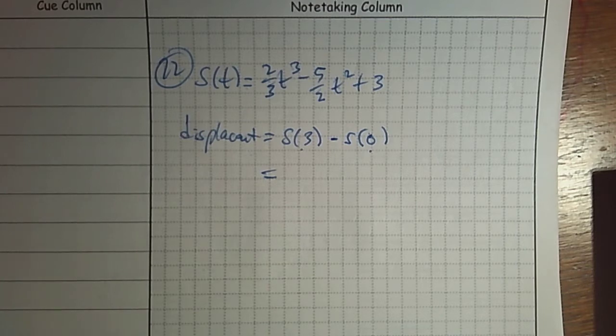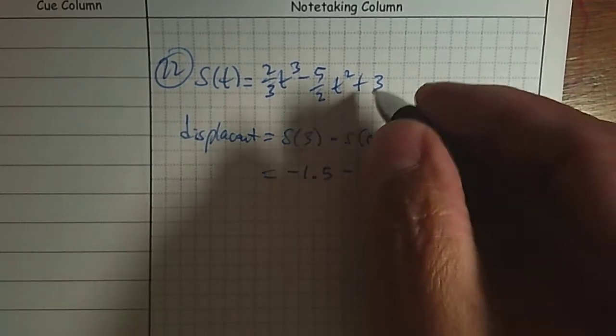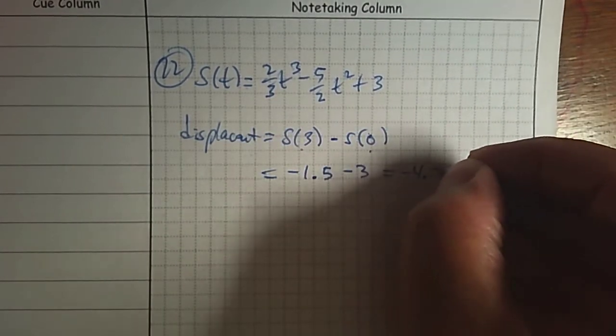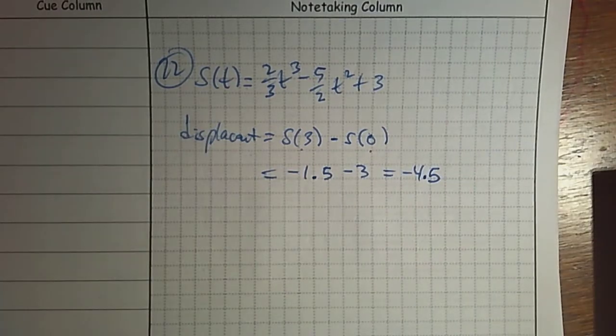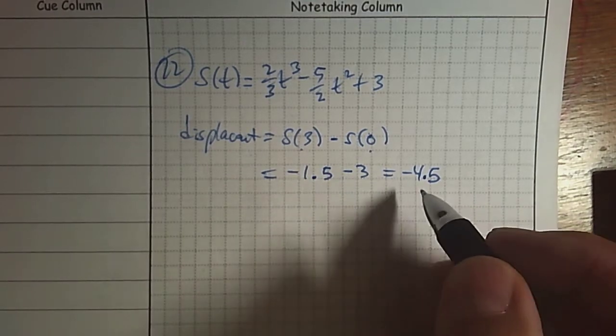So when you plug in 3 and you plug in 0, so when you plug in 3, you get negative 1.5. When you plug in 0, you get 3. So when you subtract that, the displacement of the object is negative 4.5. So what does that mean? So that means that it ended up 4.5 to the left, at least in terms of where it started.